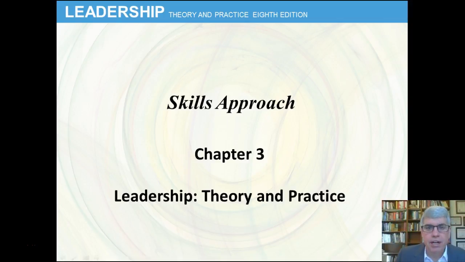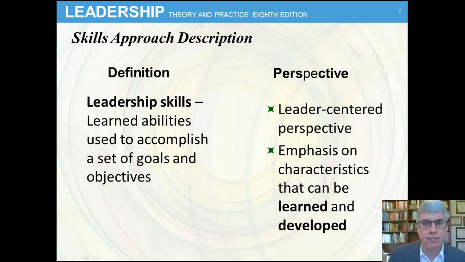In Chapter 3, we're going to look at the skills approach to leadership. This is a little bit different than the trait approach to leadership. So let's look at, first of all, what do we mean by the skills approach? Let's start by defining leadership skills. These are learned abilities used to accomplish a set of goals and objectives. So the key here is this idea that they're learned abilities. They're not something that's innate to us. They're not something that's unchangeable.